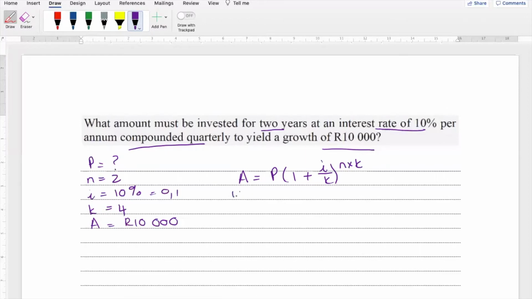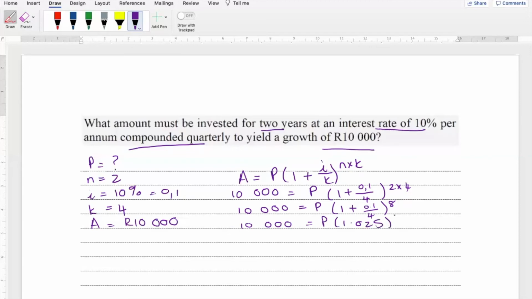Okay, so I'm going to now substitute. A is equal to 10,000. My P is still unknown. 1 plus, I know that i is 0.1 and k is 4. Again, n is 2 and k is 4. So I can simplify this to 10,000 equals P(1 plus 0.1 over 4) to the power of 8. And if I really want to, I can simplify that bracket. 1.025, I believe. Yep, 1.025 to the power of 8.